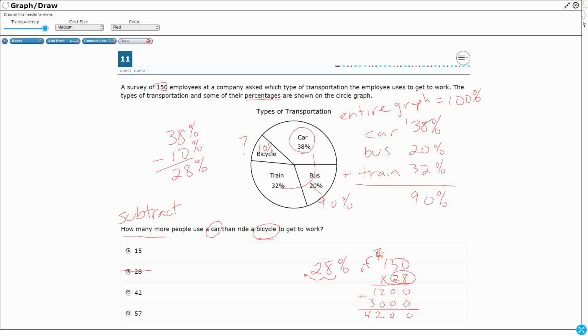Another way to think about this could be if 28% of 100, right, that would equal 28. I need to get to 150. So if I take half of that 28, so there's the 100 and there's the 50. Put that together, I still get my 42. So there's quite a few different ways. You could have taken the 38% of 150 and then the 10% of 150, but then you just have to subtract those two answers. But either way, your answer here is C.